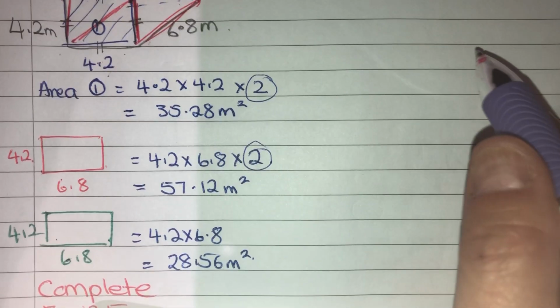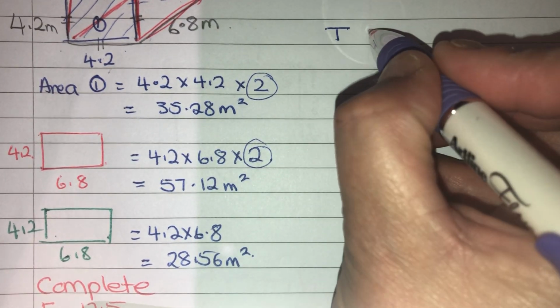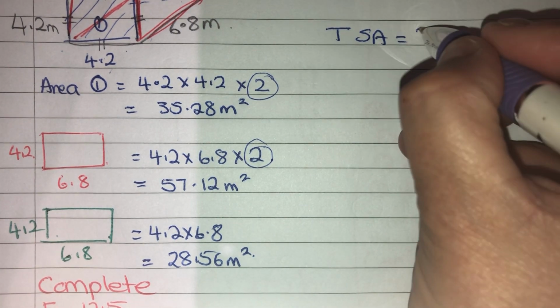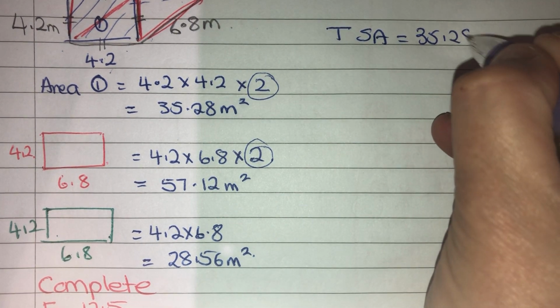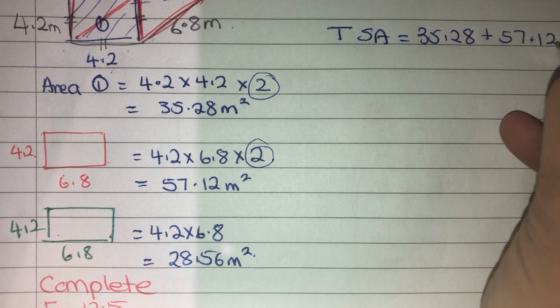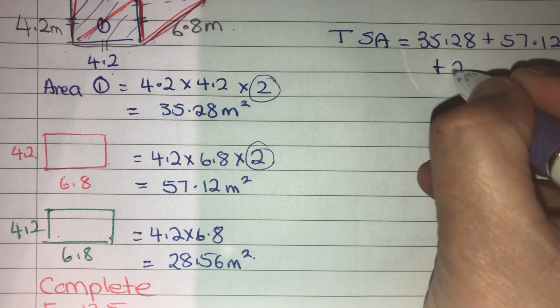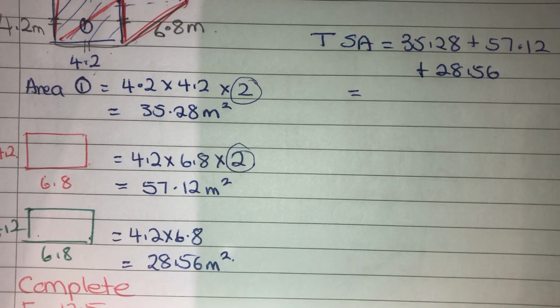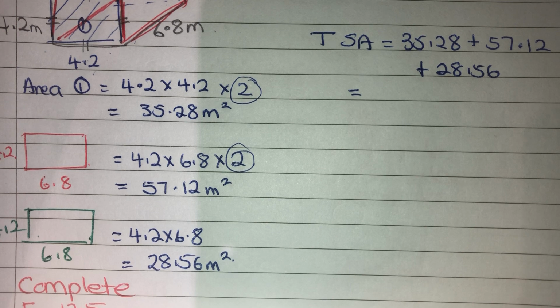So we're going to now work out total surface area. So total surface area is going to be 35.28 plus 57.12 plus 28.56. All right, everybody put them in your calculator and see if you get what I get.